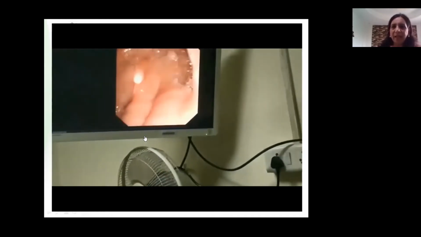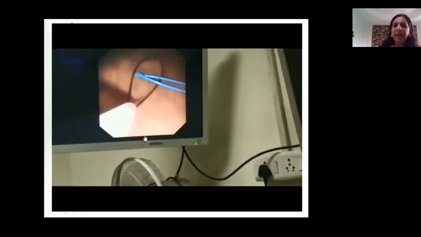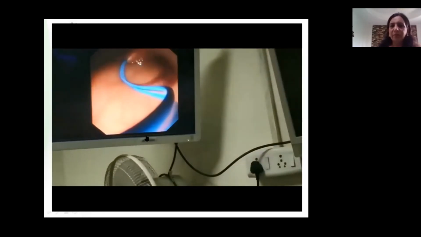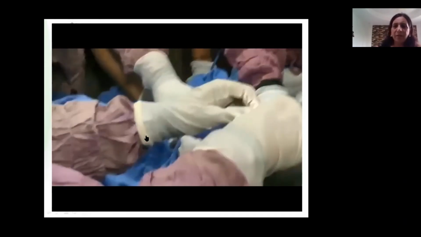And from the same site, the trocar is entered along with the cannula, and a guide wire is passed through it. Endoscopically, we put a snare. We take a hold of the guide wire, bring it out.